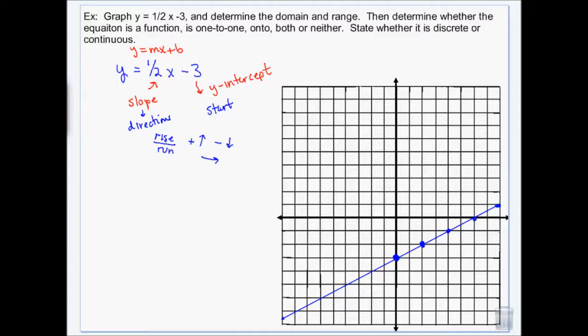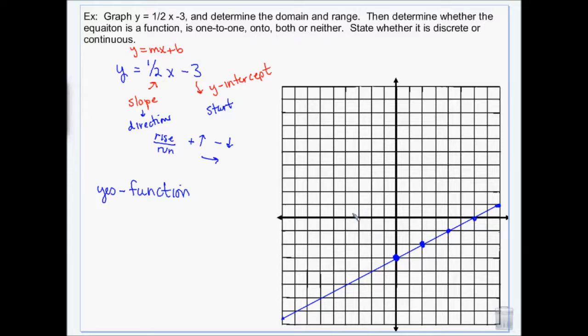Now, is this a function? Yes. It is a function because it will pass the vertical line test. Is it one-to-one, onto, both, or neither?